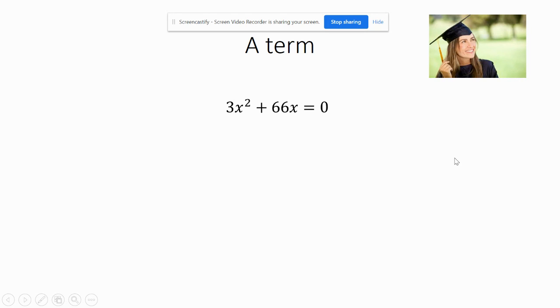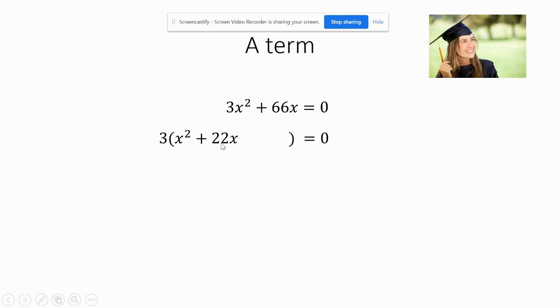Well, let's try an a term maybe a little different, because let's try 3. There's a 3 in front of this x squared, so I factor 3 out of everything. Basically, I divide by 3, but instead of dividing it, I'm writing it here in front as a factor. So 3 times x squared is 3x squared, and 3 times 22x would be 66x. Do what we did before.